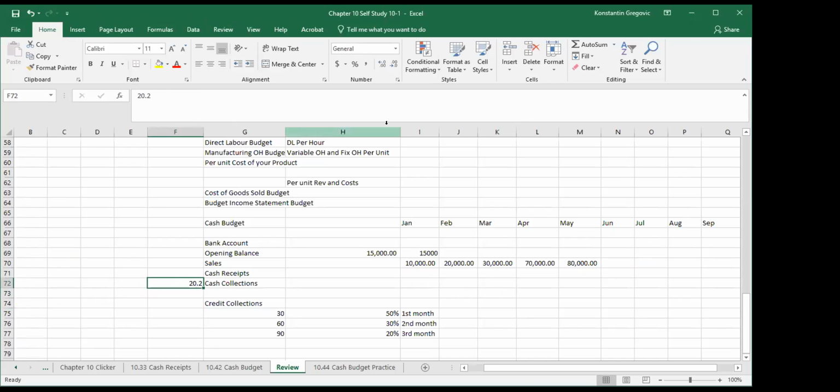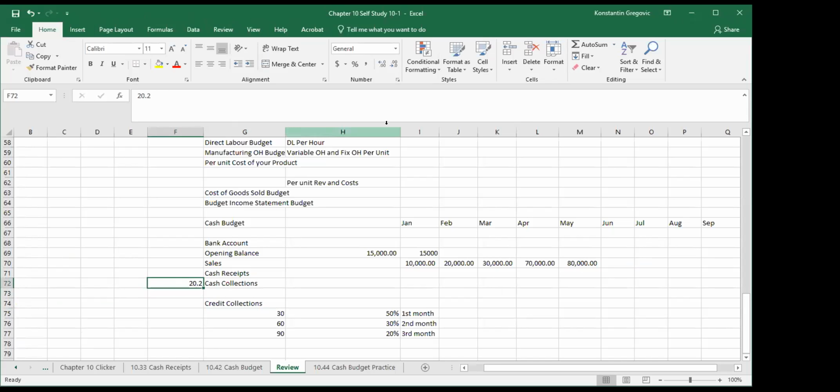So let's put the percentages there, 20 and 80. Here's my sales. So January, let's hold that. Okay, 20%. I'm going to collect right away in January, I'm going to collect 20%. And we're going to go right across here.